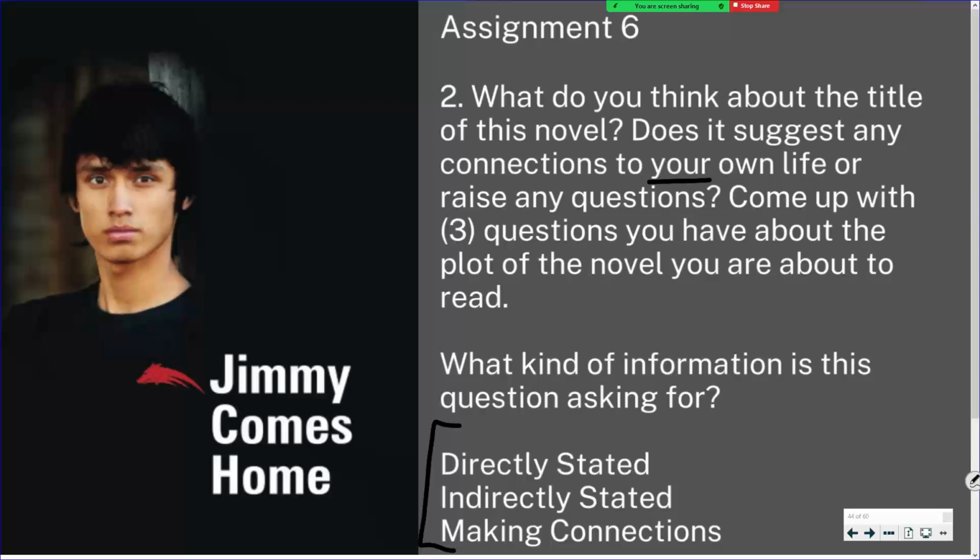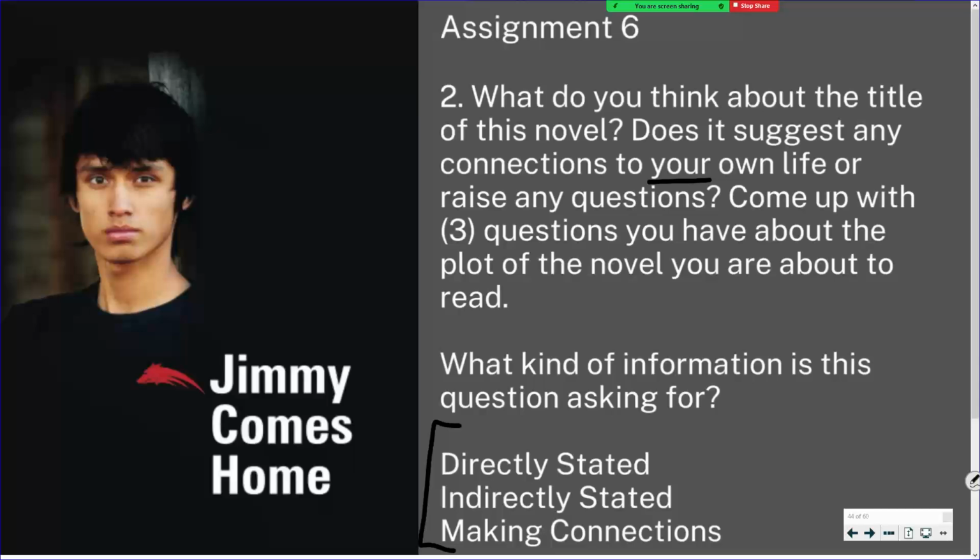So come up with 3 questions you have about the plot of the novel you are about to read. And the great thing about this question is there's no wrong answers. All I'm asking you to do is to come up with 3 questions you have about the novel. And as long as those questions are grammatically correct, guess what? You get full marks. So there's no right or wrong answer here. You just need to make up 3 questions.